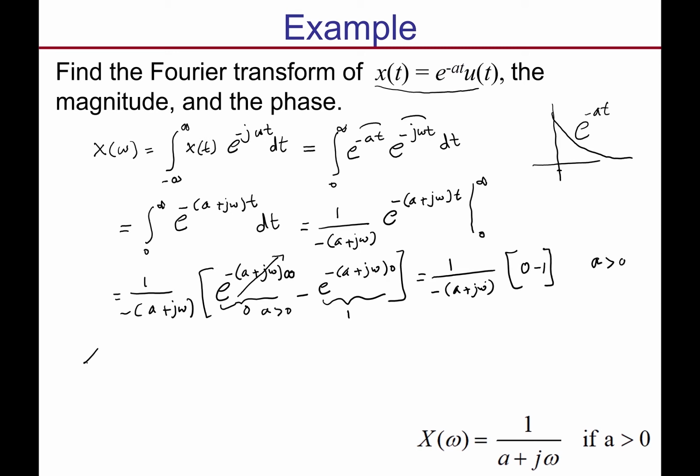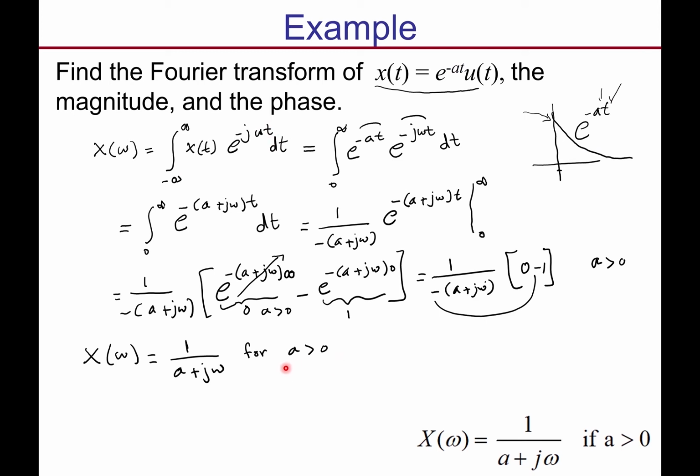So X of omega equals minus, times minus, it becomes positive, and I get 1 over a plus j omega for a larger than 0. That's the condition, which makes sense. If a is negative, then this will be positive times t, and positive times t. As t gets larger, these will go to infinity, and that integral will not exist.